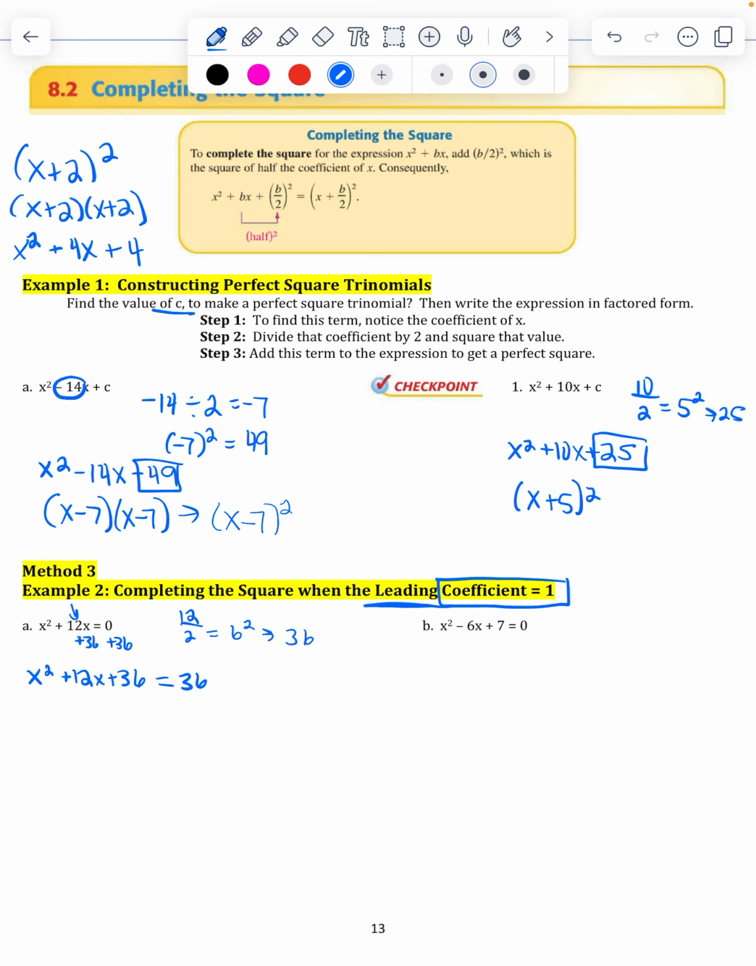Now what we usually do is factor it and use the square root method. When we factor x² + 12x + 36, we're actually not setting it equal to 0.